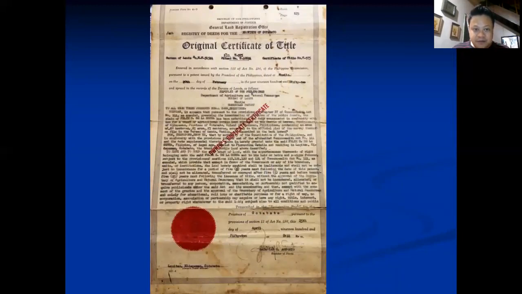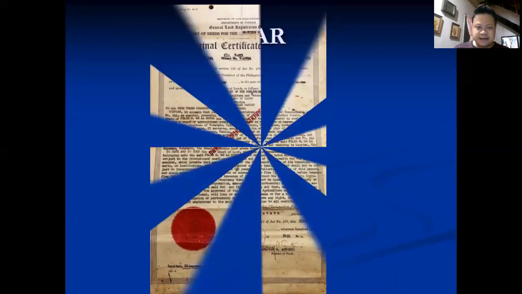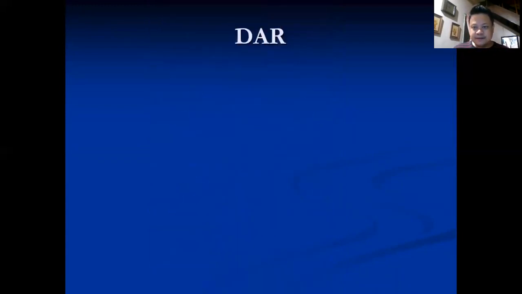Ito naman, Department of Agriculture and Natural Resources, Homestead Patent. We will learn later the different types of patent. Diba? Iba itong patent na ito class doon sa patent sa intellectual property, ha? Now, we have the Department of Agrarian Reform. Di ba? Because we have the Comprehensive Agrarian Reform Law. So, ito yung itsura niya. Color orange.